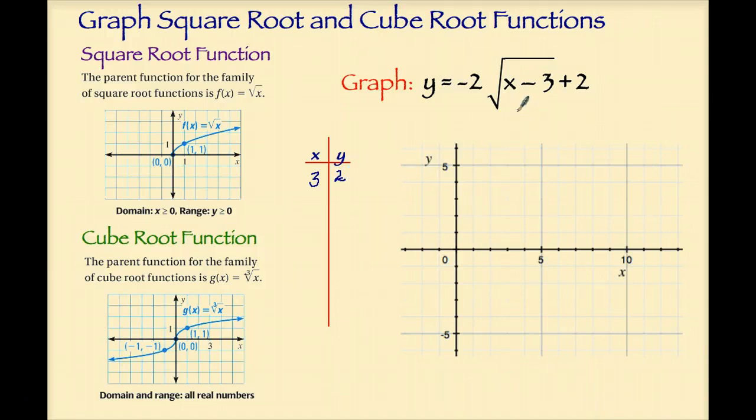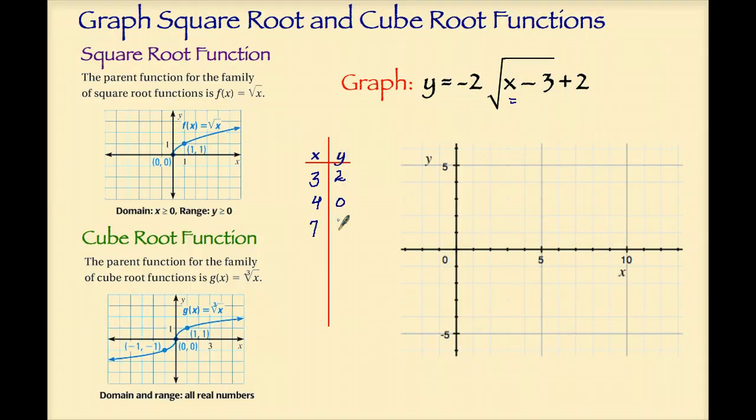The first perfect square after 0 is a 1. I can let this become a 1 by letting x equal 4. 4 minus 3 is 1. The square root of 1 is 1, times negative 2 is negative 2, plus 2 is 0. The next perfect square is 4. So let's let x be 7.